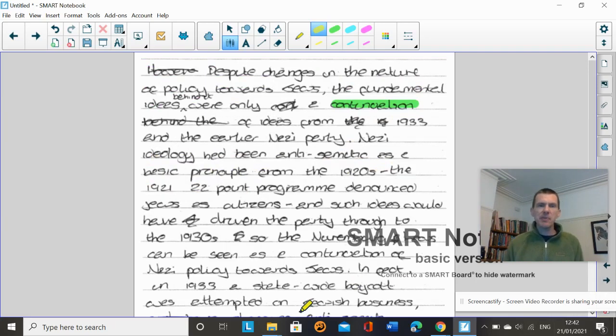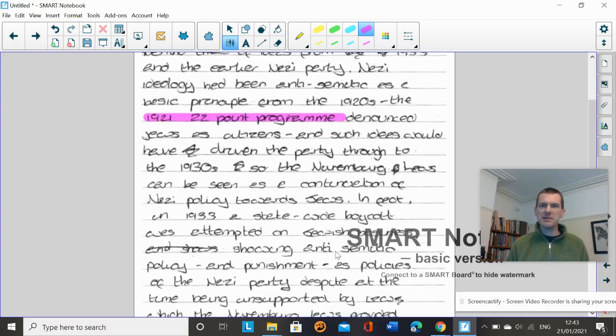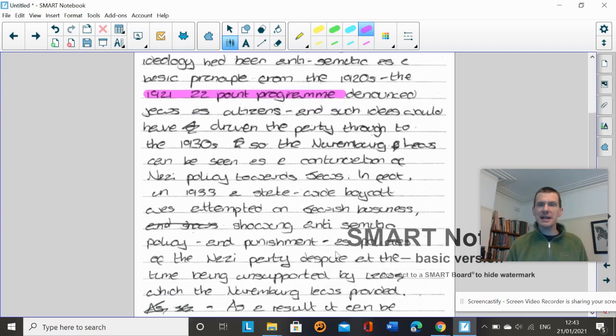Despite changes in the nature of policy towards Jews, the fundamental ideas behind it were only a continuation of ideas from 1933 and the earlier Nazi Party. Nazi ideology had been anti-Semitic as a basic principle from the 1920s. The 1921 22-point program, not quite sure about the date there, but anyway, denounced Jews as citizens, and such ideas would have driven the party through to the 1930s. So this is a little vague here, isn't it?